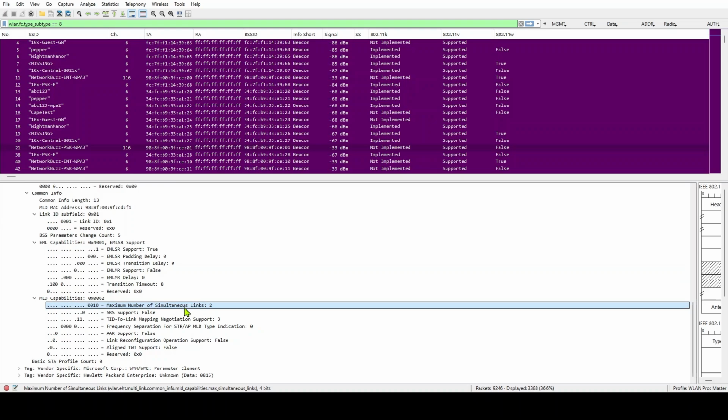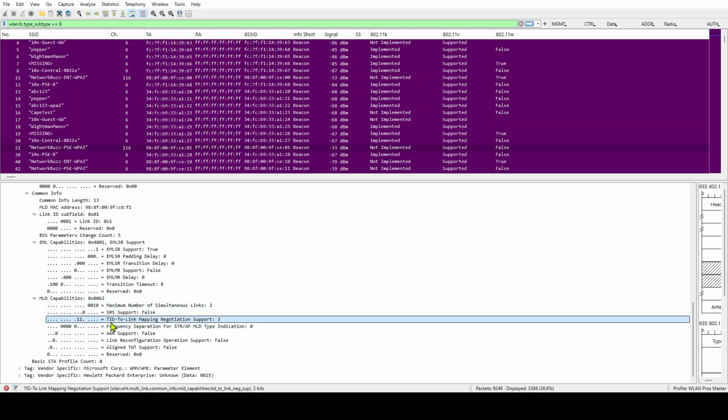It says maximum number of simultaneous links, 2. So that's 2 in addition to the link that we're actually on. We're on the 5 gigahertz link right now. So this is really saying that we support 3 links altogether. It's a little misleading. It took me a minute to wrap my head around that, but that's saying that we support STR on up to 3 links.